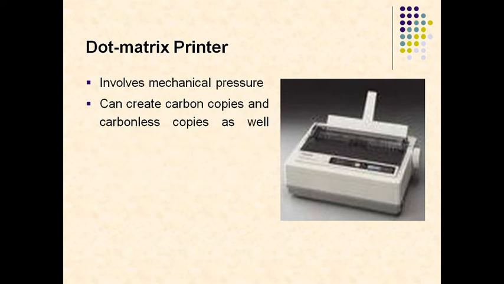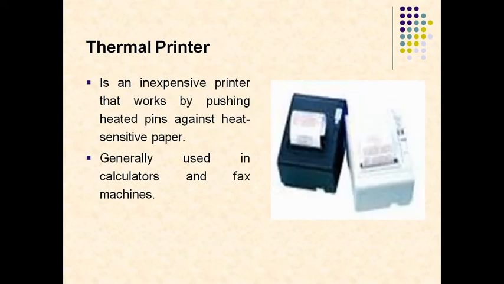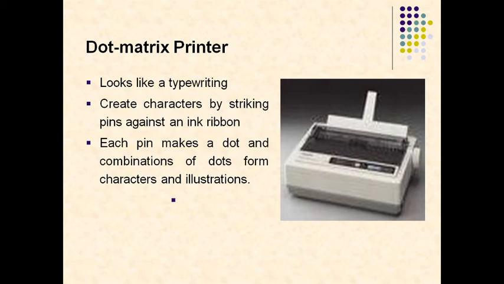Next, it involves mechanical pressure. The dot matrix printer involves mechanical pressure and can create carbon copies and carbonless copies as well. So the dot matrix printer is just like a typewriting machine which strikes the pins against the ink ribbon and makes a dot, and a combination of dots form characters and illustrations.